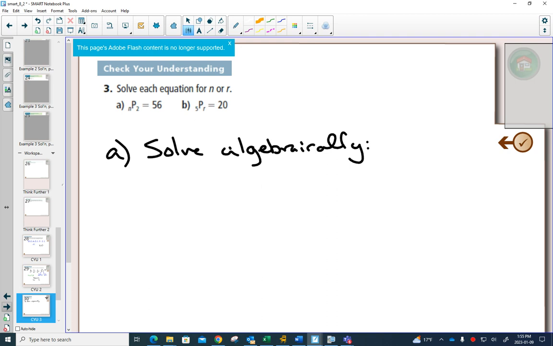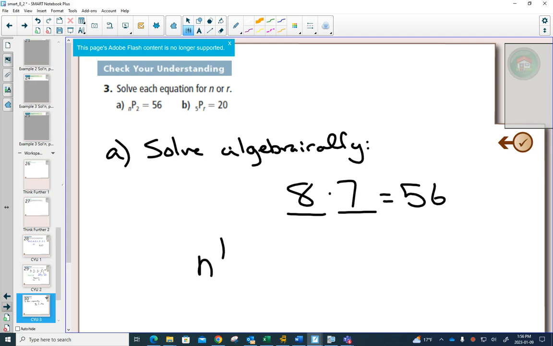The shortcut says that the 2 is the number of spaces, and the n is the number that you start with. And it would be relatively easy to figure out what are two numbers in a row that multiply to give 56. 8 times 7. So then n has to be 8. That is the right answer, but that is not solving it algebraically. So we also have to learn, what do they mean when they say solve it algebraically?